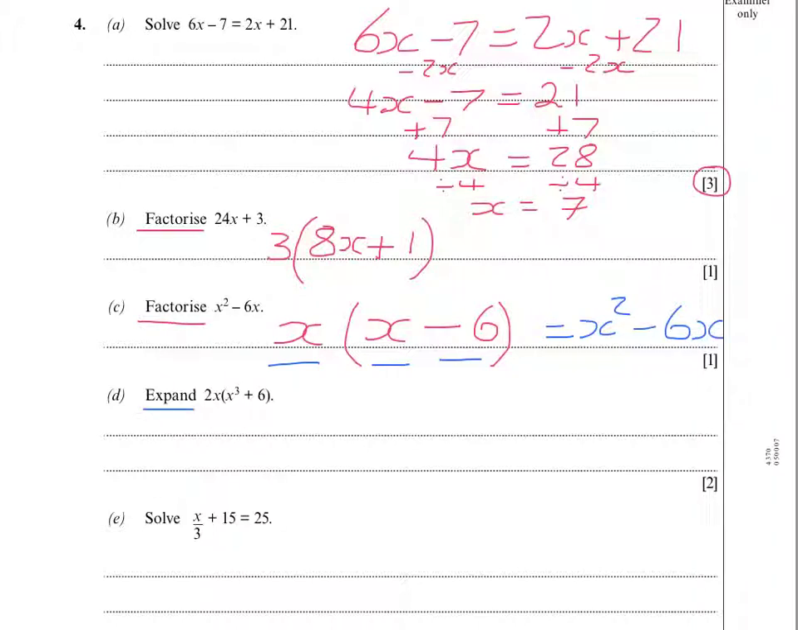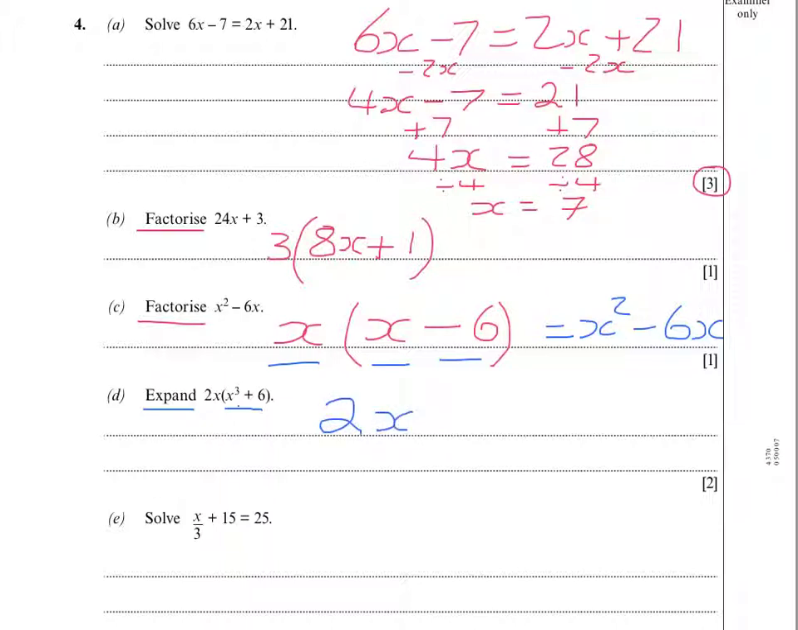Now part D is asking us to expand. Now expand means we multiply out our brackets. So if we've just got a number or a term in front of our brackets, that means we just multiply both of our terms inside by the one outside. So 2x times the x cubed. So there's no number in front of x cubed, so that means we're just going to have the 2. 2 times 1 is 2.